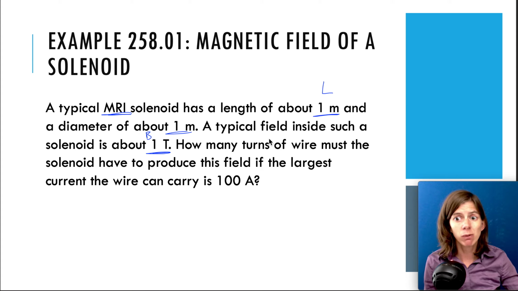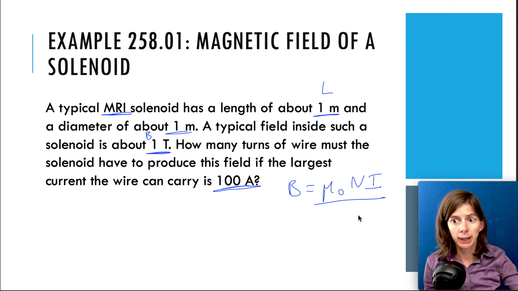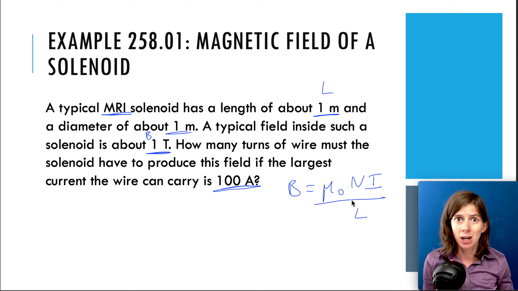How many turns of wire must a solenoid have to produce this field if the largest current the wire can carry is 100 amps? So that's a good point. The field of the solenoid depends on the current, as well as the other variables. So you might think, if I want a strong field, can I just make the current super strong? But you can only make the current so strong because a wire can only handle so much current. Too much current could cause the wire to melt.